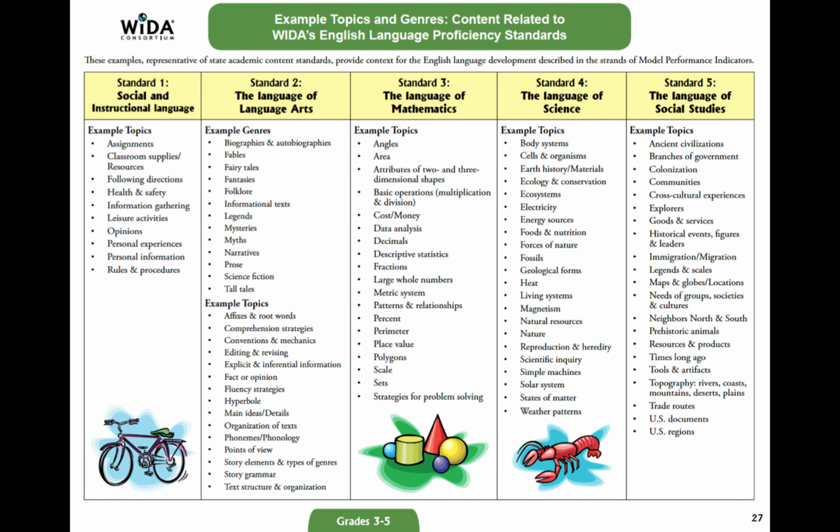So, taking a look a little bit closer at each of the standards. Here we have Standard 1, the social and instructional language. And here are some sample topics underneath each one that might fall under there. And these are just representative of the state academic content standards and how they might fall underneath each one of the language proficiency standards. This is grades 3 through 5. Just a sample that I pulled from the WIDA document.